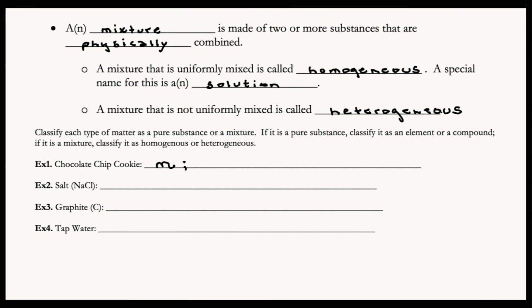Okay? Well, what type of mixture is it? Well, if I have a chocolate chip cookie, is it uniformly mixed? And the answer is no, because you have chocolate chips floating around in the cookie. You don't know what you're going to get each bite. I would feel uncomfortable eating it in a movie theater. So it's heterogeneous. Let's look at the next example, salt, NaCl.